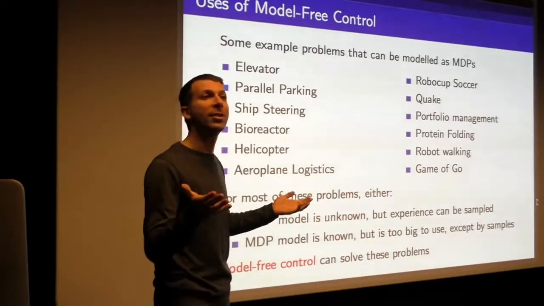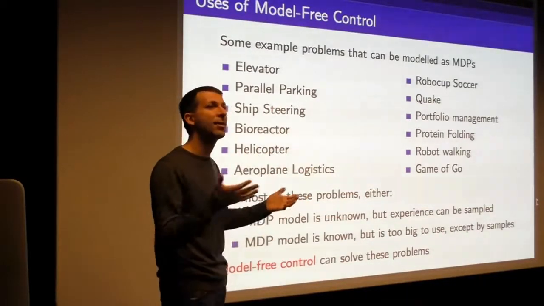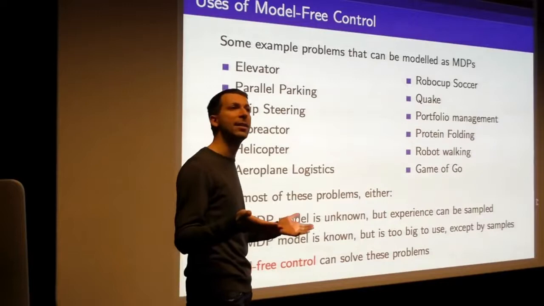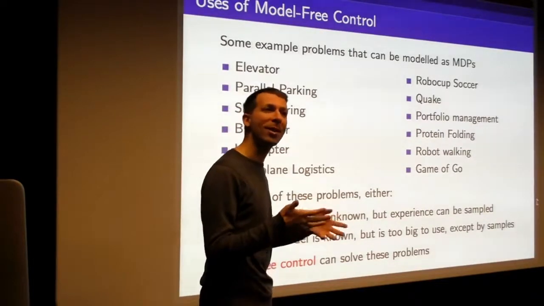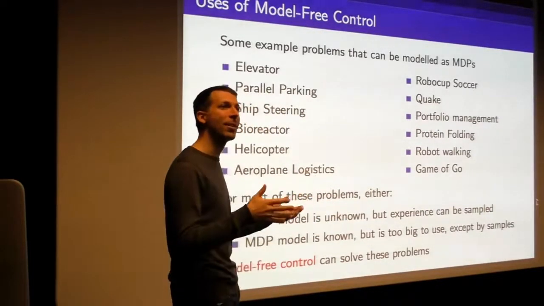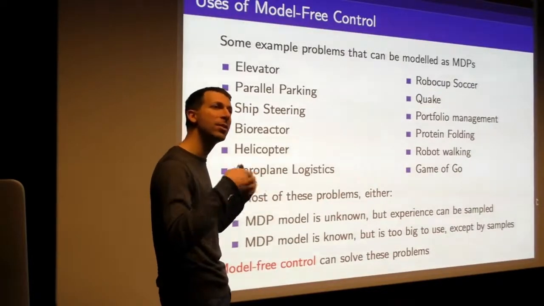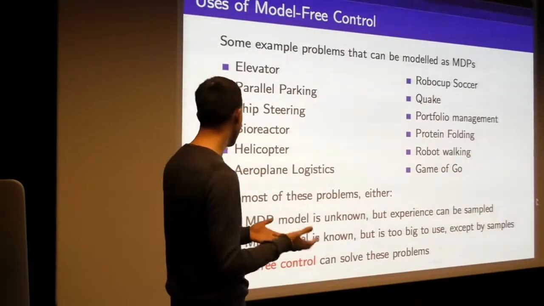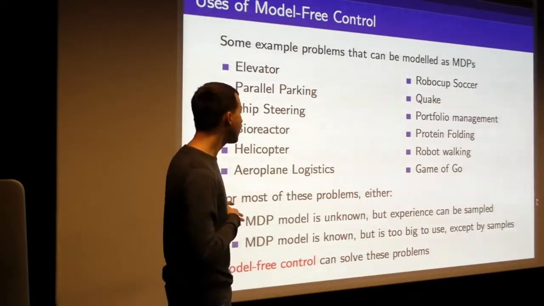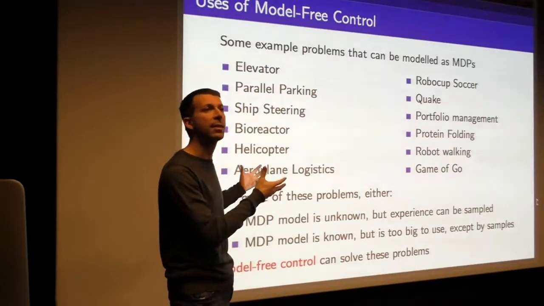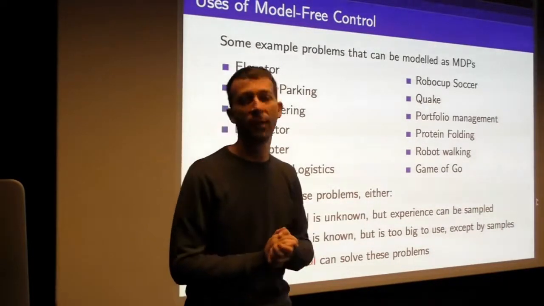The real world is an example where the underlying dynamics are extremely complicated. Even if we knew them, you wouldn't really want to work at the atomic level and integrate over the dynamics of every atom moving around. You would just take samples, see what happens, and work with that. So model-free control helps us to solve problems like these. So that's why this lecture is interesting, I hope.